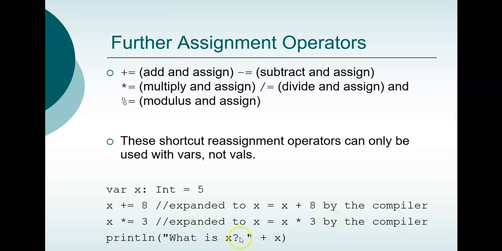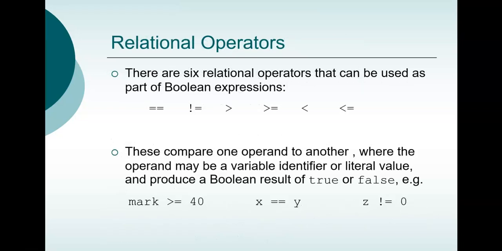So now when you print x, what will be the result? You can try it and let's see the result. But you need to understand that this is the way of assigning values or increasing variables using the shortcut form. So this will increase x by 8. This will multiply x by 3 in that format.